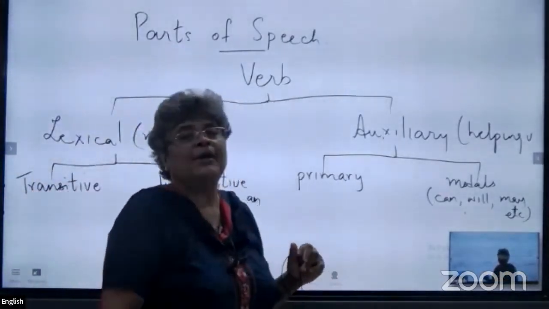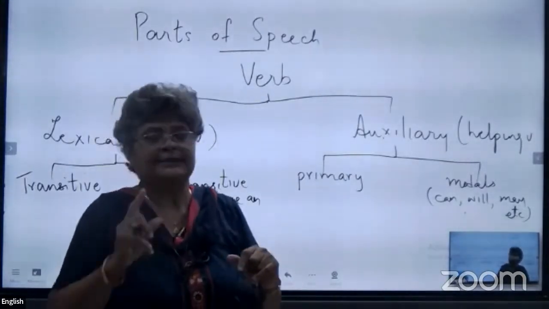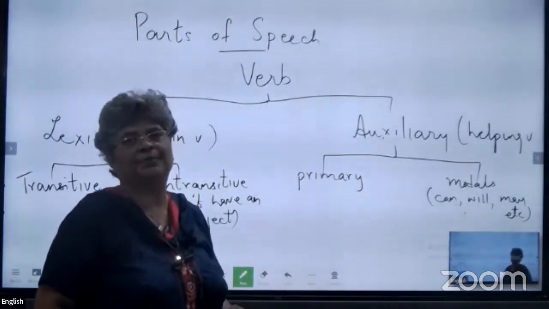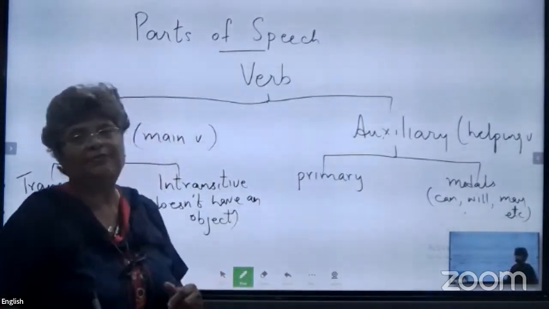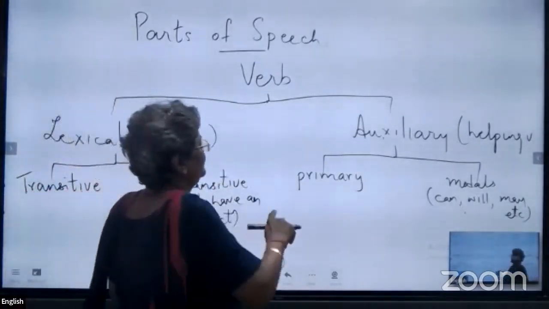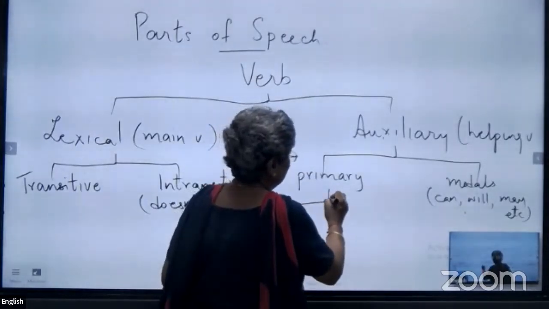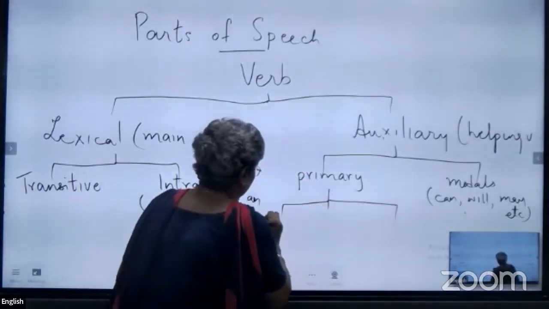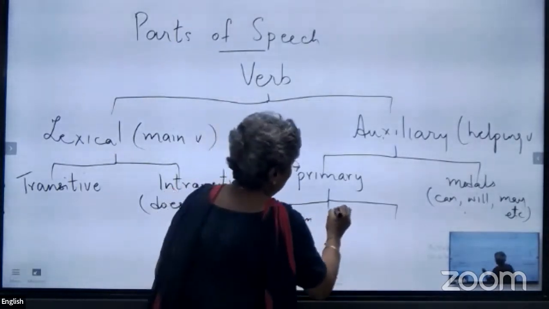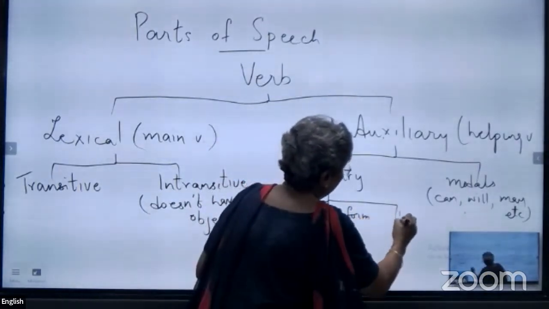Like I was saying, when children are asked what is can, many of you make the mistake of saying it's a conjunction, while actually it is a verb. Likewise, is, when we ask, people say it's a preposition, but both are auxiliary verbs. Primary is again divided into three. Be form, do form, and have form.